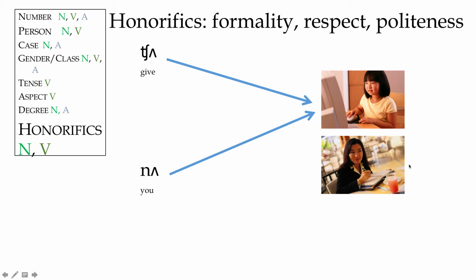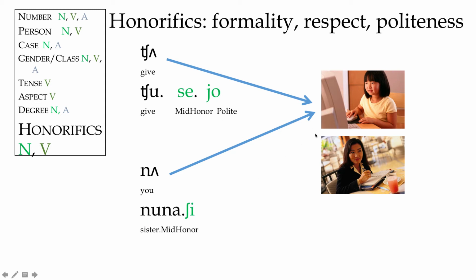If it was like a coworker, someone who was about my age and we were in a formal work setting, I may say 주세요 for to give. The se would be a mid honor, and then yo is adding some politeness. If I was going to address this woman with a pronoun, I might say 누나, she.